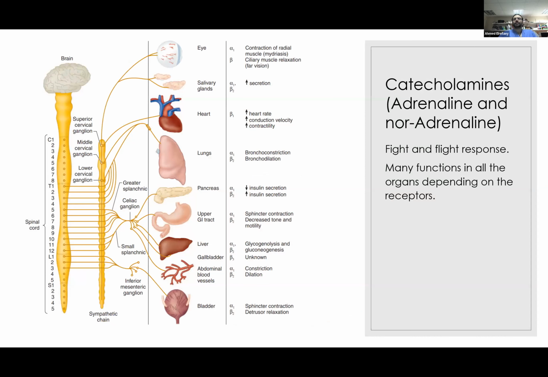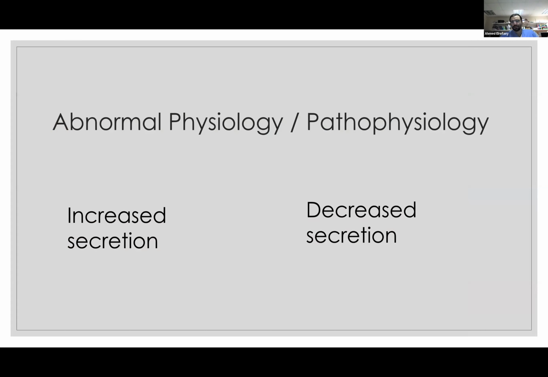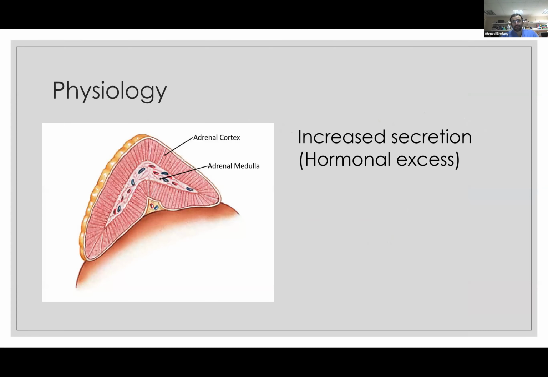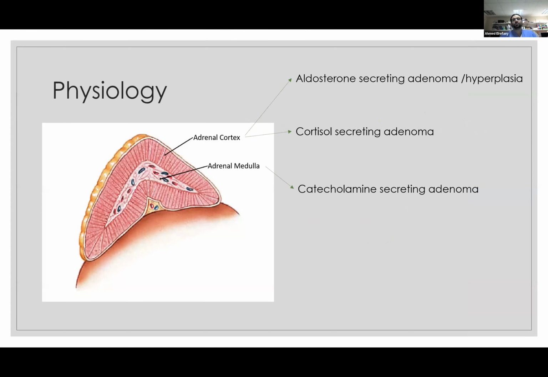The adrenal medulla secretes catecholamines, as we said before, and its functions are all over the body, depending on which receptor and which part of the body we're talking about. Now, abnormal physiology with the adrenal gland happens if we have an increased or decreased secretion. Increased secretion means hormonal excess, and that can be either aldosterone, cortisol, or catecholamines.